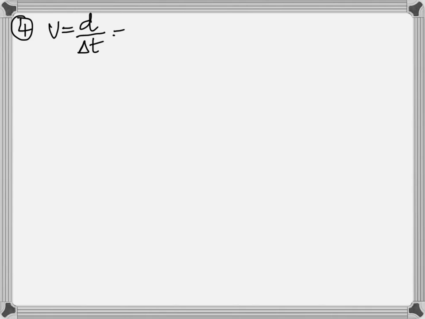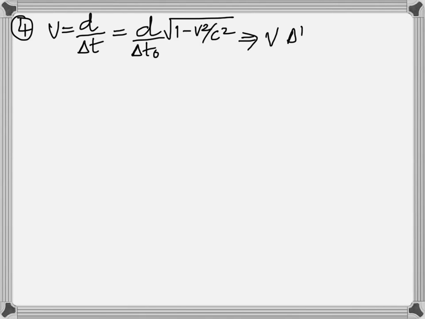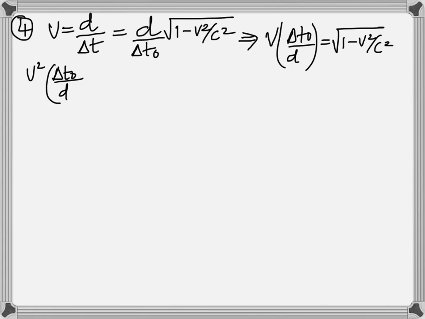Velocity is d by t, or d by delta t now. But delta t is delta t naught by square root 1 minus v squared by c squared. That goes to the top. You rearrange that equation and you get v times delta t naught by d is equal to this, square root 1 minus v squared by c squared. Square both sides to get rid of the square root.